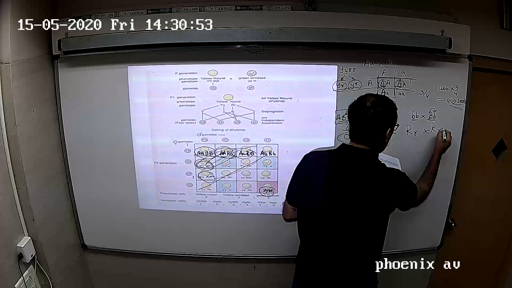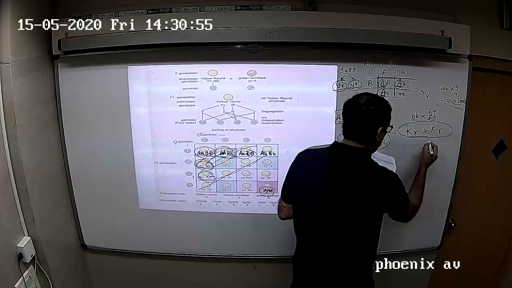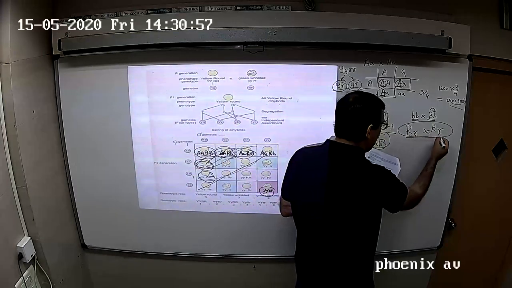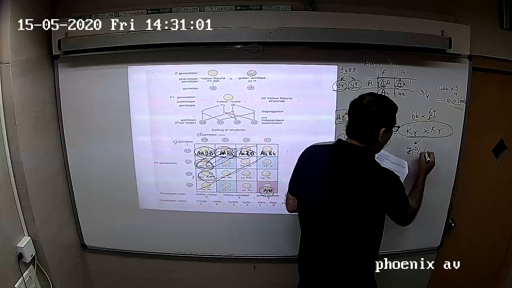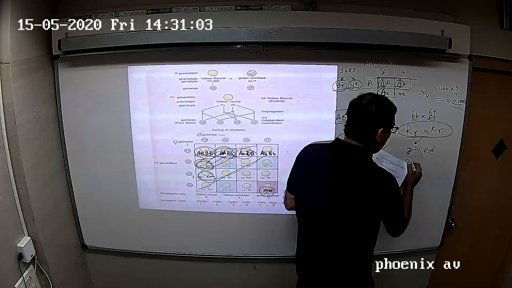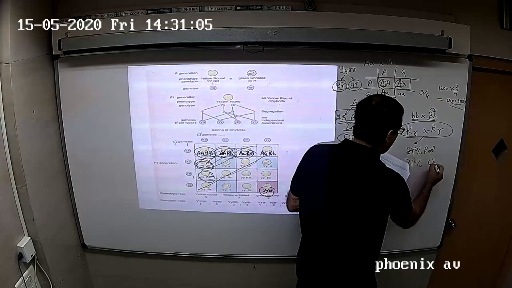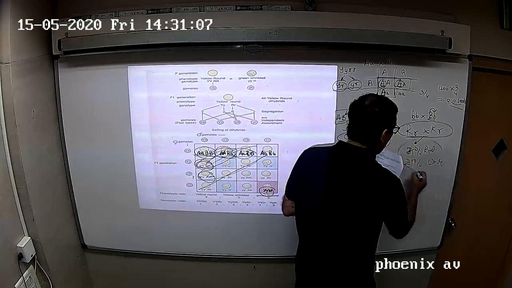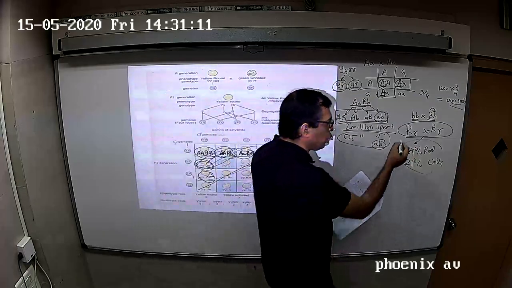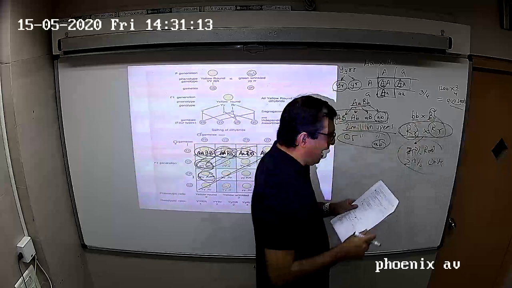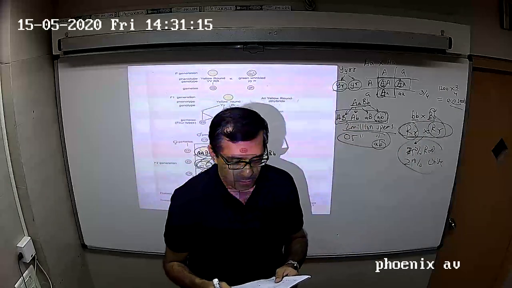And 75%. Capital R small r crossed with capital R small r. What will we get? 75% will become red and 25% will become white. In other words, this is an example of a monohybrid test cross. So what is the genotypic constitution of both parents? Both are heterozygous for red color.